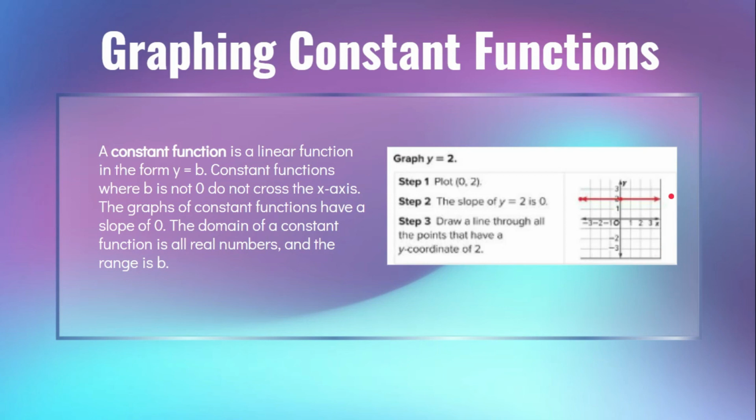So in order to plot this, we are given the value for y, which is 2, so we can immediately plot this in our graph. And then the slope is 0, so we are going to graph this function as a horizontal line going through the y-intercept when the slope is 0.